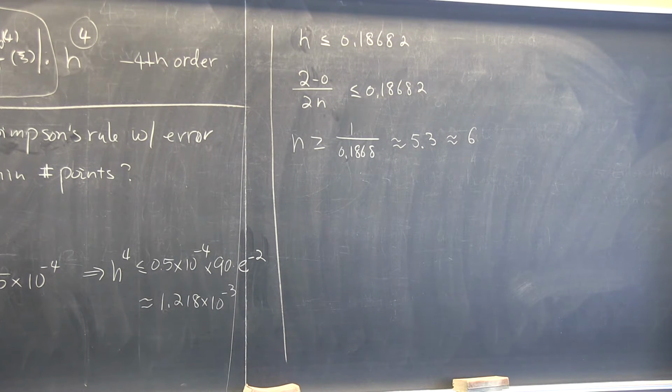Is that okay? N equal to 6, so what is n? N is the number of subintervals, right? What is the number of points?